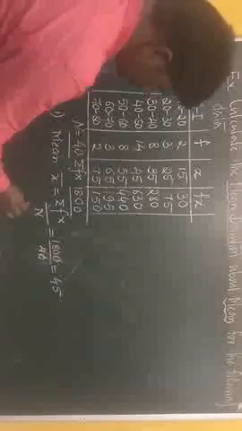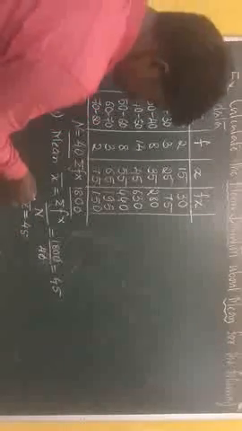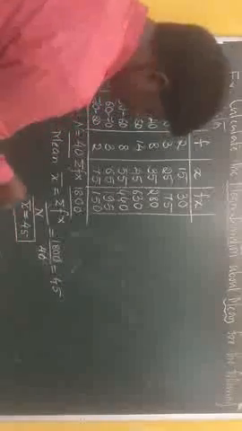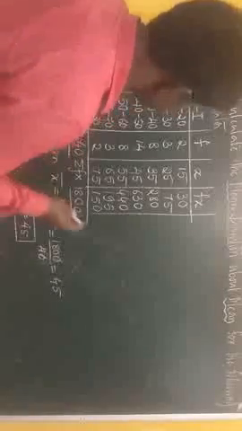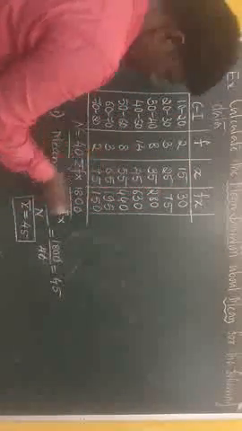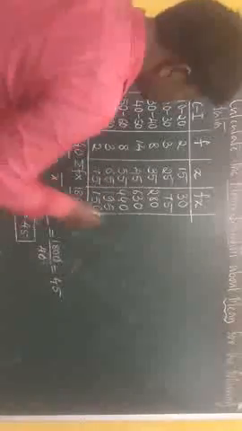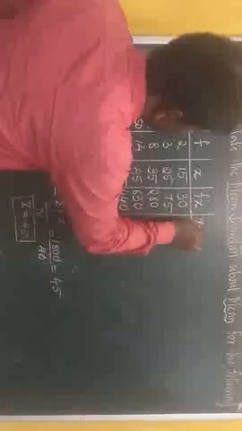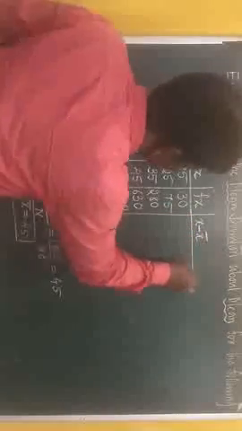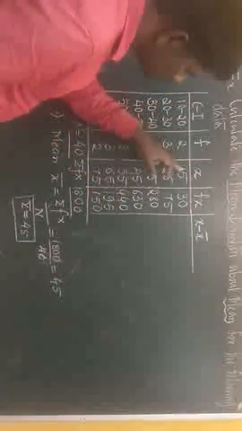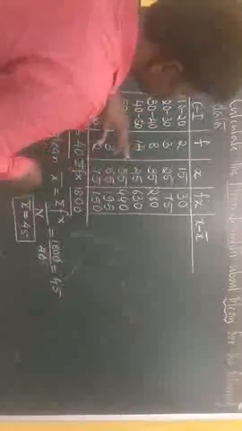Okay, let me write here. X bar is 45. So what we are going to do with this x bar is, we are going to find the deviation of the scores from the mean. Okay, the deviation of the scores from the mean. So x minus x bar. See, x are these values, x bar is this value. Okay, so don't get confused.